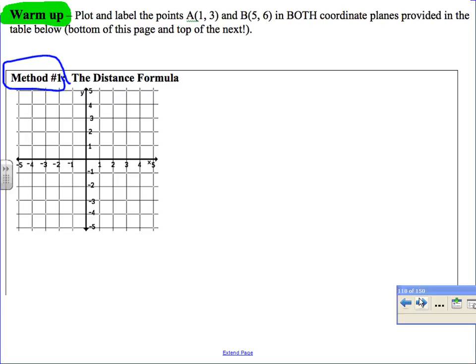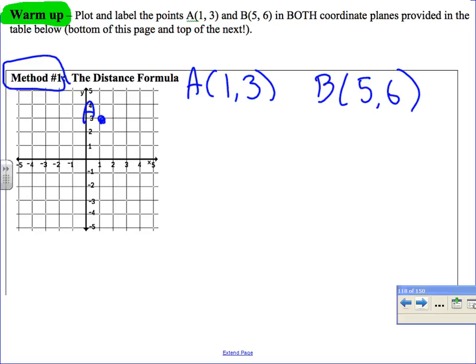So right underneath example, okay, this is from the warm-up. So we need to plot A as 1, 3, and B is 5, 6. So the first thing I want you to do, write down 1, 3 in the box where it says use the distance formula, and B is 5, 6. And B is not going to fit very well on here, but we'll try our best. So let's plot A first, over 1, up 3, and I'm going to label that A. And then B is 5, 6. Go over 5, up 6. You're going to have to go up to here and connect them.